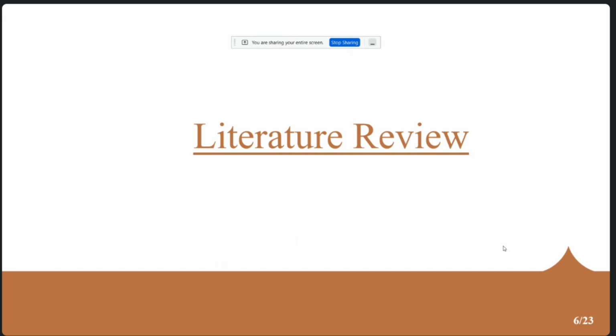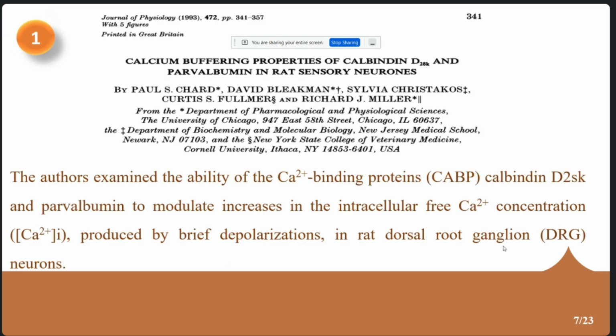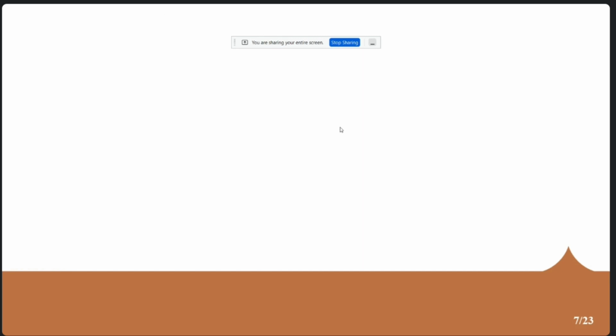I will first show some literature here, then I will talk about some problems. Mathematically, in neuroscience, the first paper that we can see was published in 1993 in the Journal of Physiology. It is Calcium buffering properties of calbindin D28K and others in rat sensory neurons. Calbindin D28K is one kind of buffer. It is a protein that reacts with free calcium ions. They are talking about this experimentally also; they have examined it experimentally.